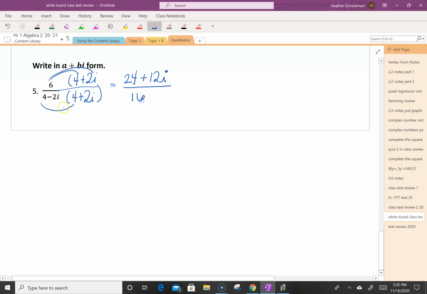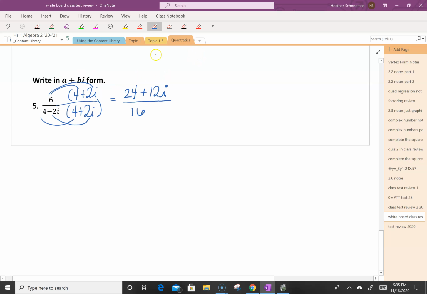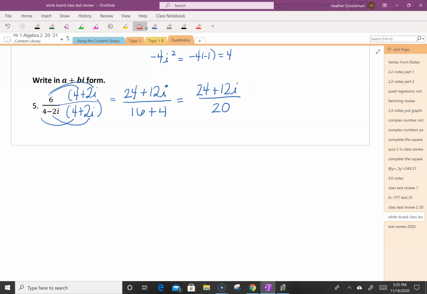4 times 4 is 16. -2i times -2i is -4i squared. i squared is -1, so this is really positive 4. So this is plus 4. So now I can rewrite this. The top, I cannot combine those like terms, so I get 24 plus 12i. On the bottom, 16 plus 4 is 20. It is at this point only that I can now separate it.